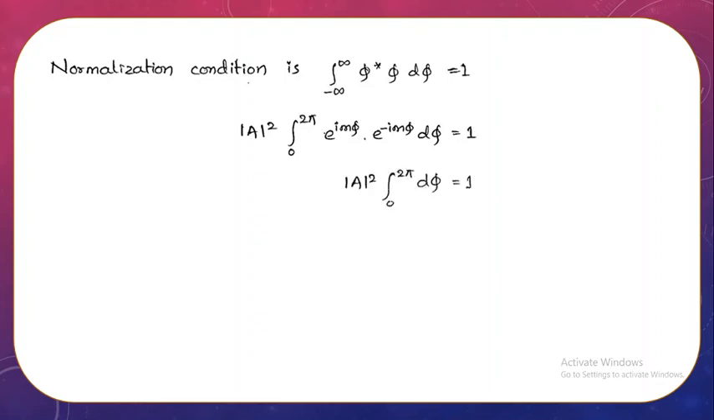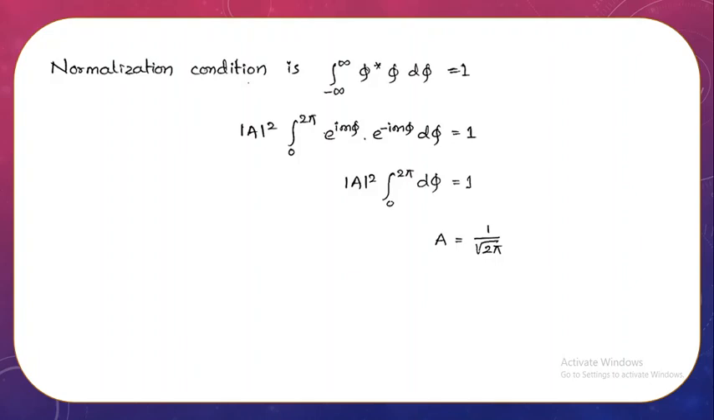So when you just integrate, the integration of d phi will be equal to phi itself. Then the limits are from 0 to 2 pi. So upper limit minus lower limit, we get the integral reduced to 2 pi. So when you substitute the value, we get square of mod of A equals 1 by 2 pi. So A will be equal to 1 by root 2 pi.